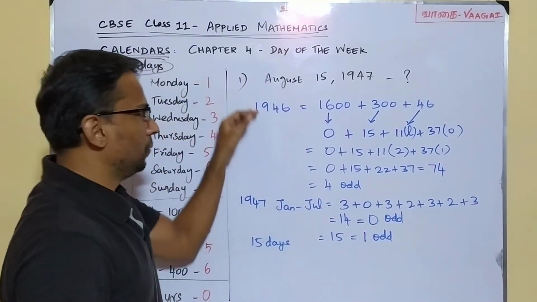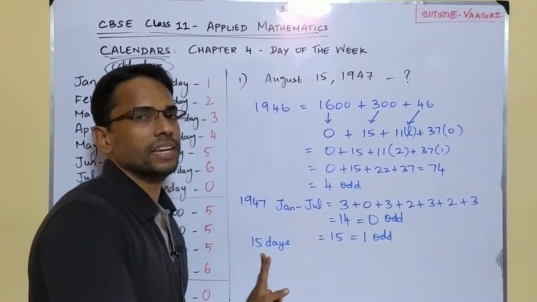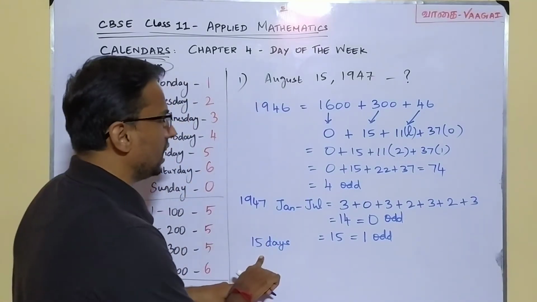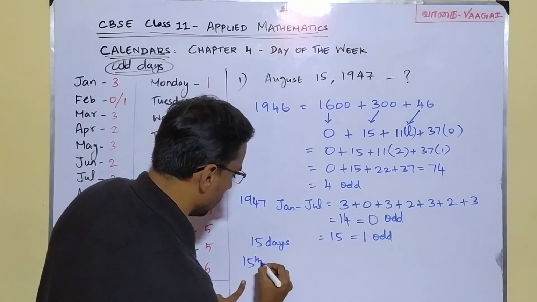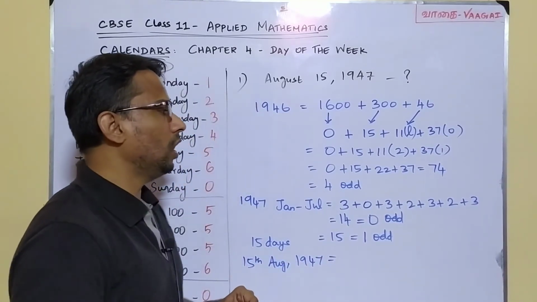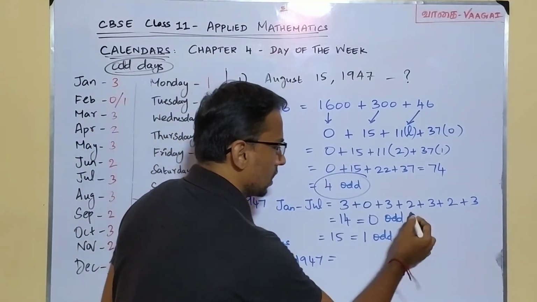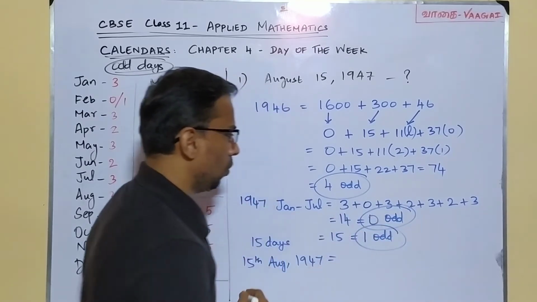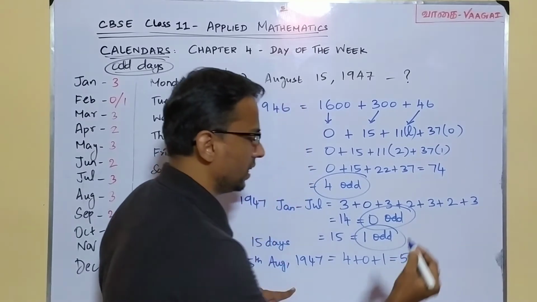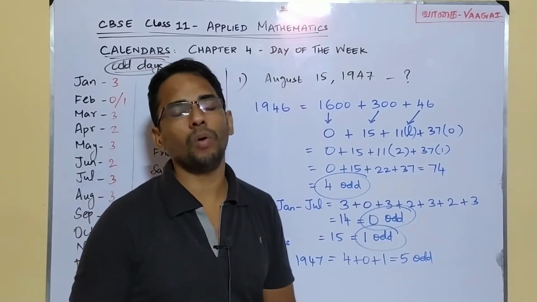So we have completed the years calculation, the months calculation, and finally the days calculation also. So what is our overall answer? Now we have reached 15th August 1947. Let's add up all the odd days we have got so far. Here 4 odd days, here 0, and here 1. So what is 4 plus 0 plus 1? It would be 5 odd days. So finally, August 15, 1947 will have 5 odd days.